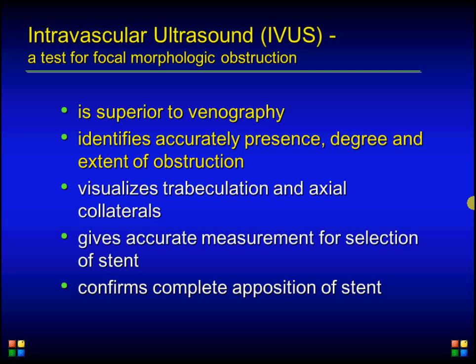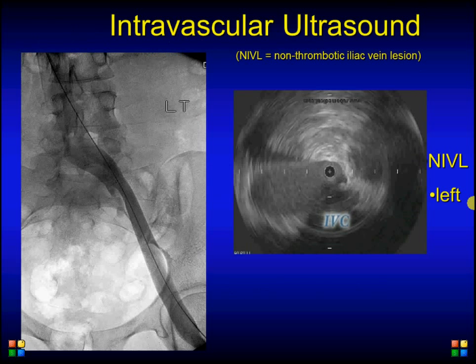Intravascular ultrasound is a test for focal morphological obstruction. It doesn't do anything else, but it's superior to venogram in this aspect, and it can accurately identify the presence, the degree, and extent of obstruction. And here we have an example of that.